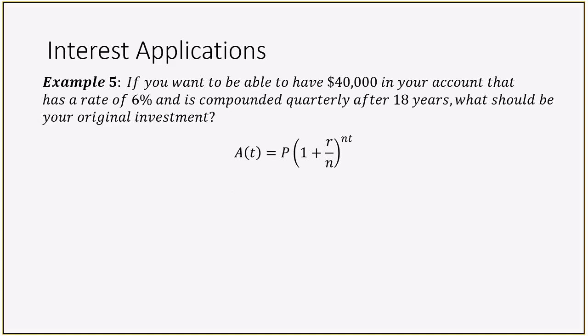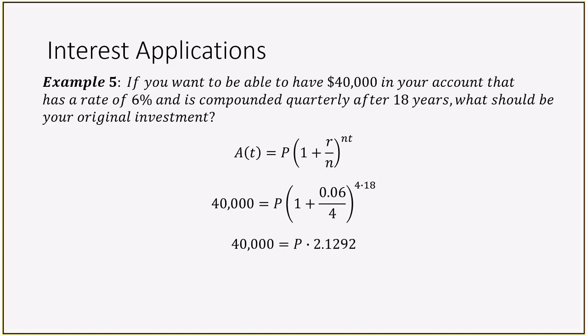But in this case, I'm told that I want to have a total amount of $40,000 in my account. So my A is 40,000 now. I know my rate is 6%, so that would be 0.06 as a decimal. I know I'm compounding quarterly, so that means that's going to happen 4 times a year, so my N is 4. And I know my time is 18. So I'm going to throw that all into my formula. Everything's been replaced other than P, and now my goal is to go about solving for P.